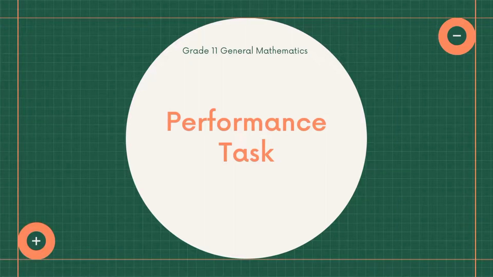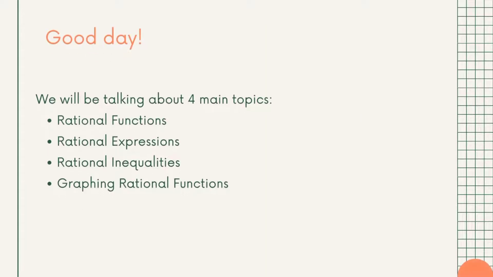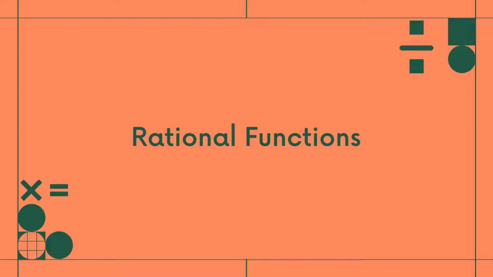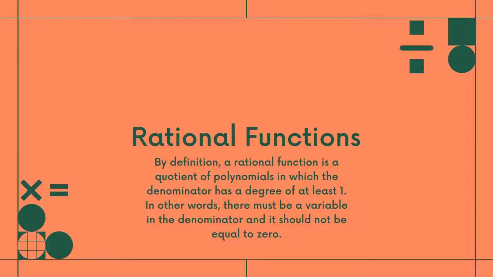Good day. Today, we will be talking about four main topics: rational functions, rational expressions, rational inequalities, and graphing rational functions. Rational functions. By definition, a rational function is a quotient of polynomials in which the denominator has a degree of at least 1. In other words, there must be a variable in the denominator and it should not equal to 0.